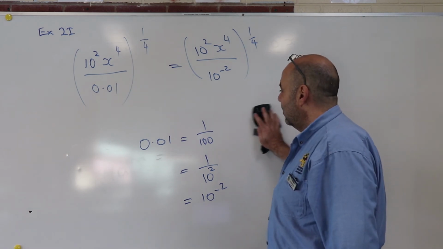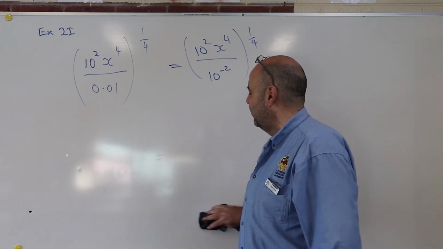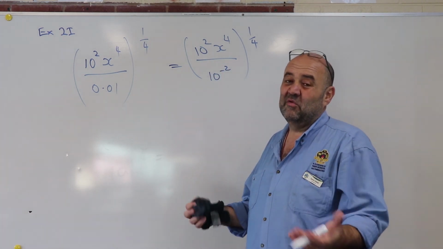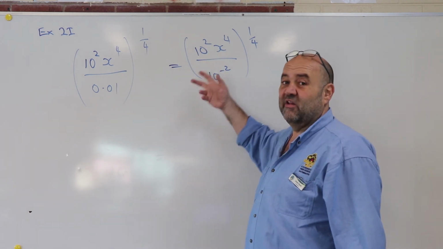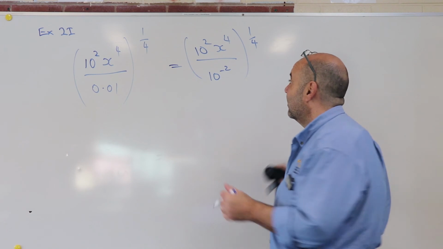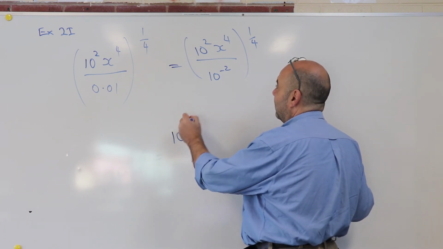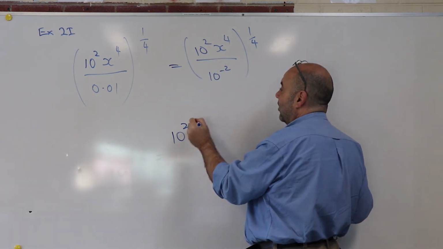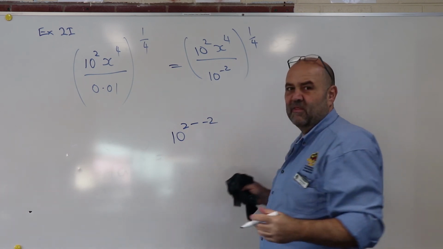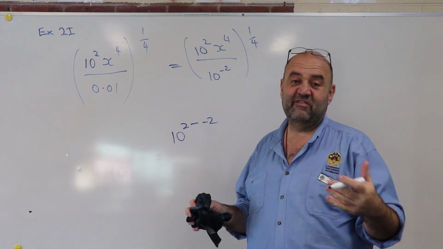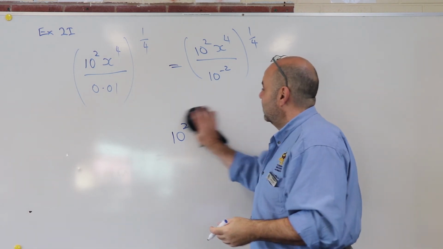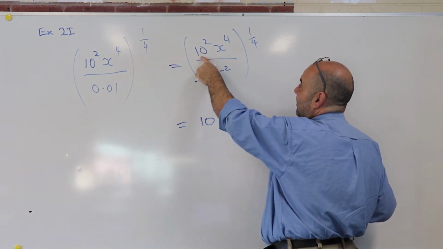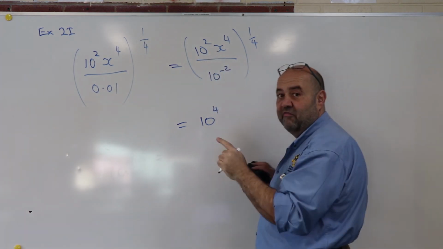Okay, so what do we do now? Well, look at this. We've got two things with the same base that are being divided. What does the index law tell us? Well, the second index law we saw says that when we're dividing them in the same base, we subtract the powers. So 10 to the power of 2 divided by 10 to the negative 2, if I subtract the powers, I get 2 minus negative 2. Well, 2 take away minus 2 is 2 plus 2, so it's 4. So that's going to be 10 to the power of 4.